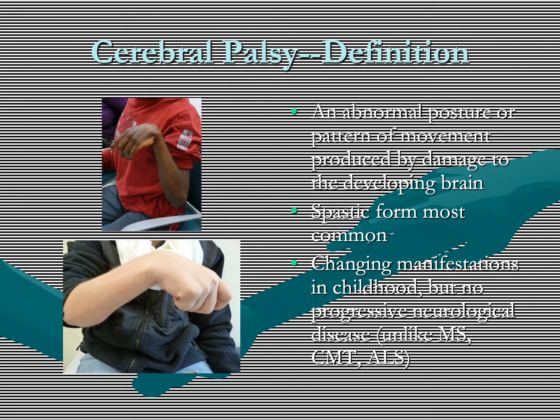Cerebral palsy can be defined as an abnormal posture or pattern of movement produced by damage to the developing brain. The spastic form is most common, and it typically produces flexion at the elbow, pronation of the forearm, flexion at the wrist, and tightness of the digital flexors. It has changing manifestations in childhood, but it's important to remember that unlike the situation with multiple sclerosis, Charcot-Marie-Tooth disease, and ALS, in cerebral palsy, there is no progressive underlying neurological problem.